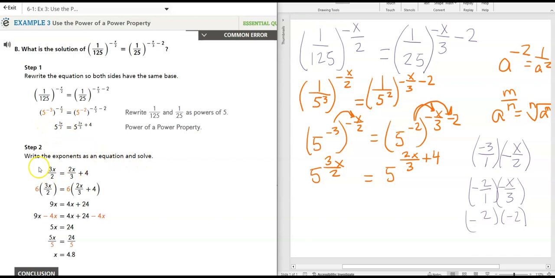Eliminate those bases, and I have 3x over 2 equals 2x over 3 plus 4. Now I can solve. So we're going to eliminate our fractions by finding a least common denominator of our fractions and multiplying by that, so that's 6. So I multiply this fraction by 6, and I multiply this entire 2 terms by 6. So 2x over 3 times 6 makes 4x, and 6 times 4 is 24. 3x over 2 times 6 is 9x.